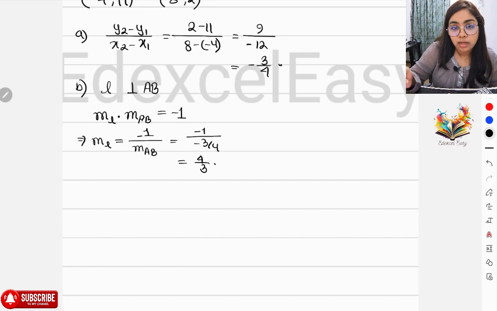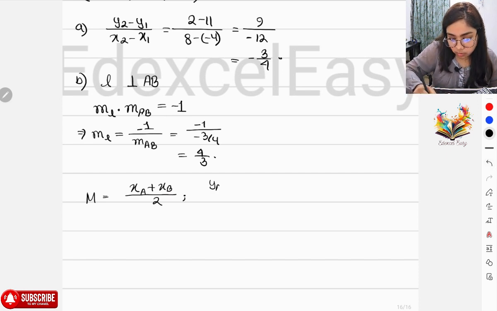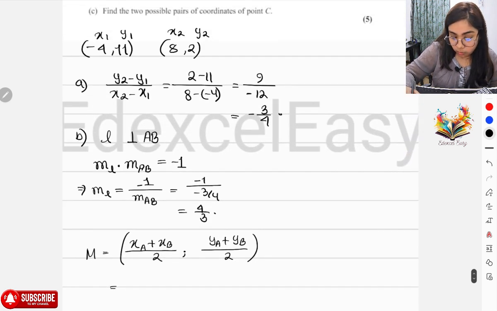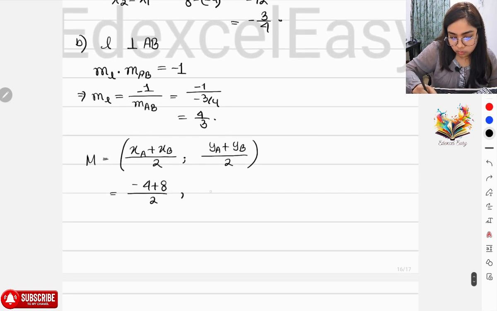Another thing, line L passes through point M. M was the midpoint of AB. So let's just continue and calculate the coordinates for point M, which is just going to be (xA plus xB) divided by 2, and then the y coordinate would be (yA plus yB) divided by 2. This is how you calculate the coordinates for the midpoint. A was 4 and 8, so 4 plus 8 divided by 2, and over here it's going to be 11 plus 2.